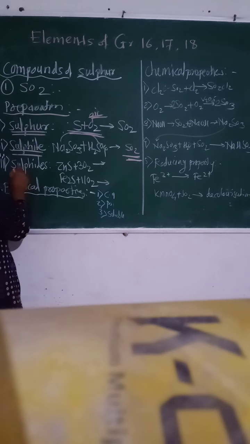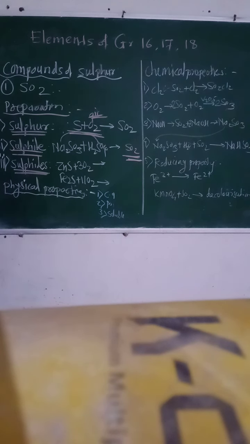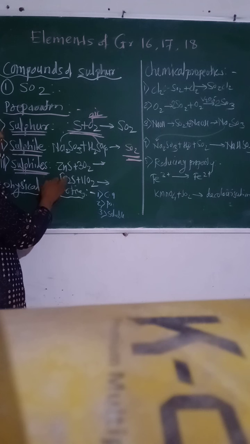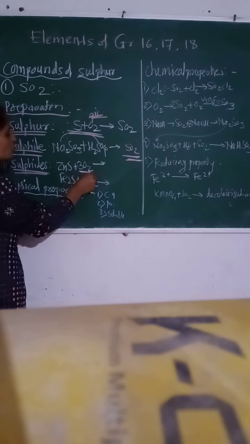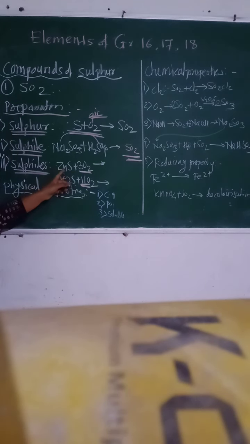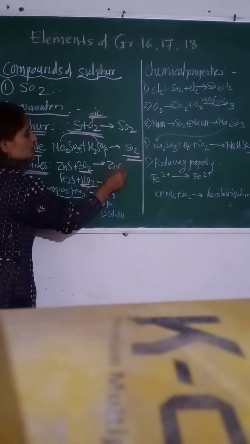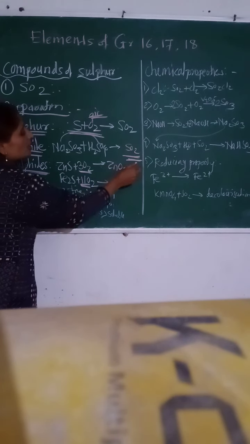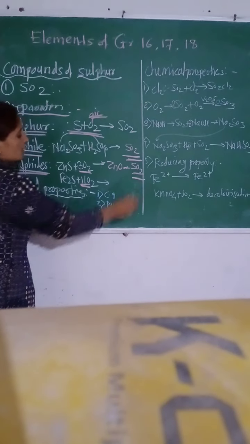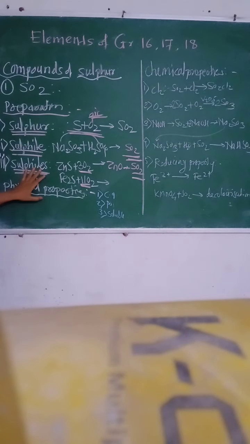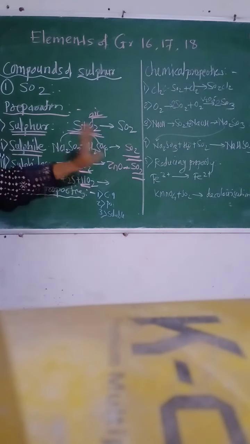Third is the sulfides. Sulfide means zinc blende or iron pyrite. In the presence of oxygen, it forms zinc oxide and sulfur dioxide. So from the sulfides, sulfur dioxide is prepared. Iron sulfide in the presence of oxygen forms iron oxide, and then SO2 is prepared.